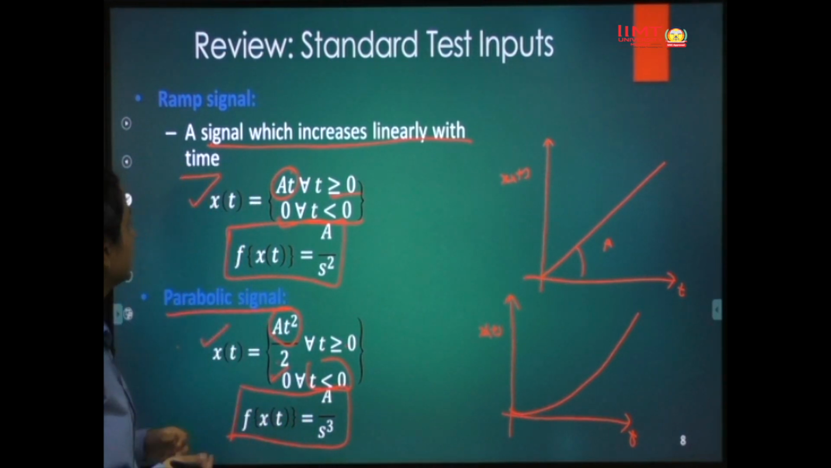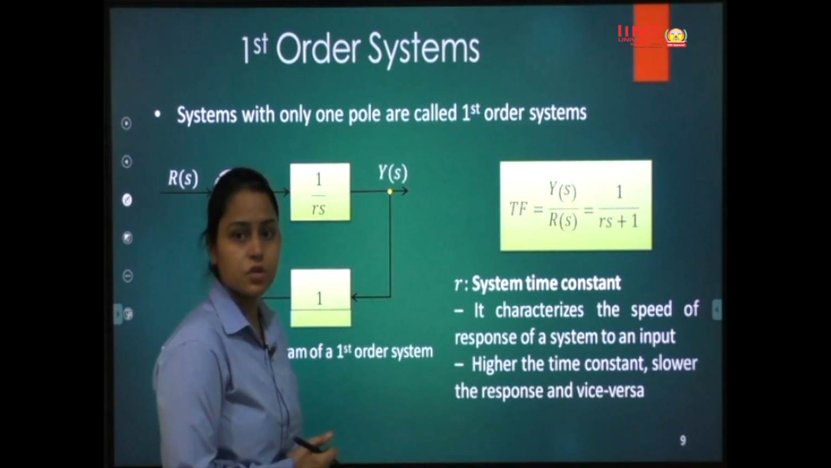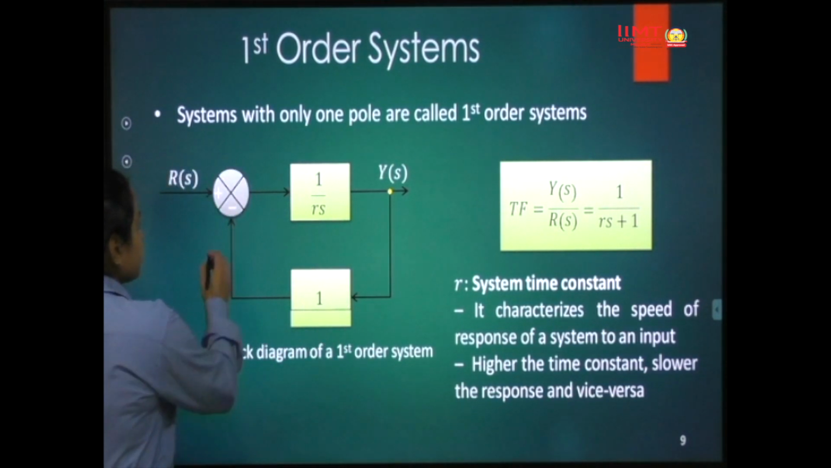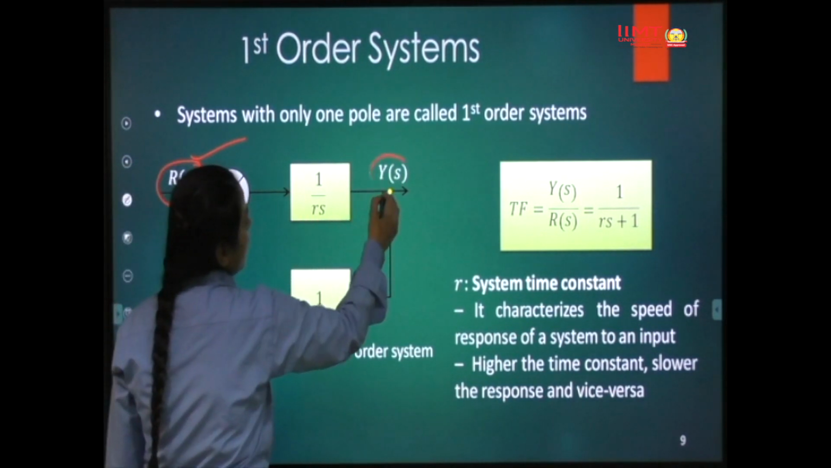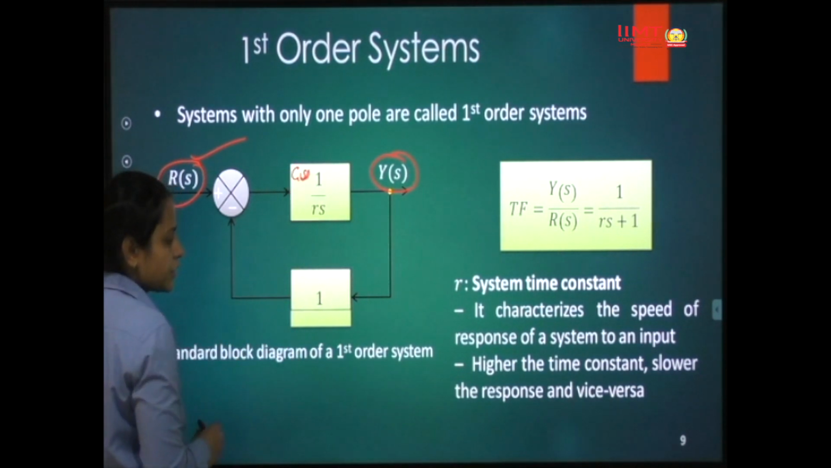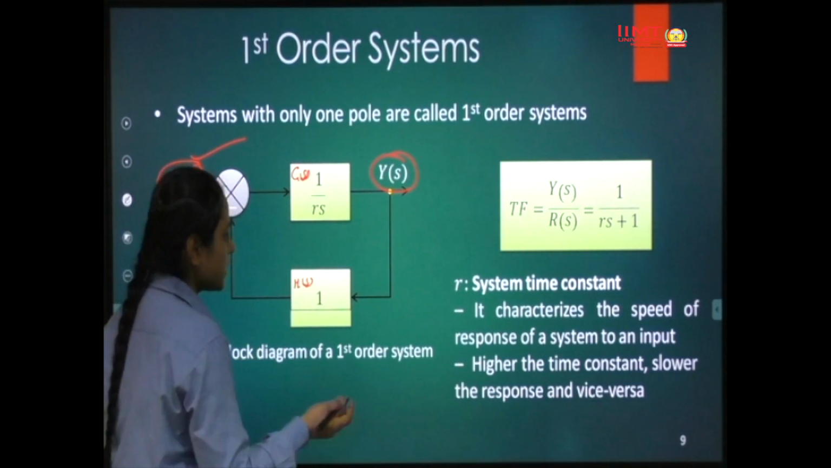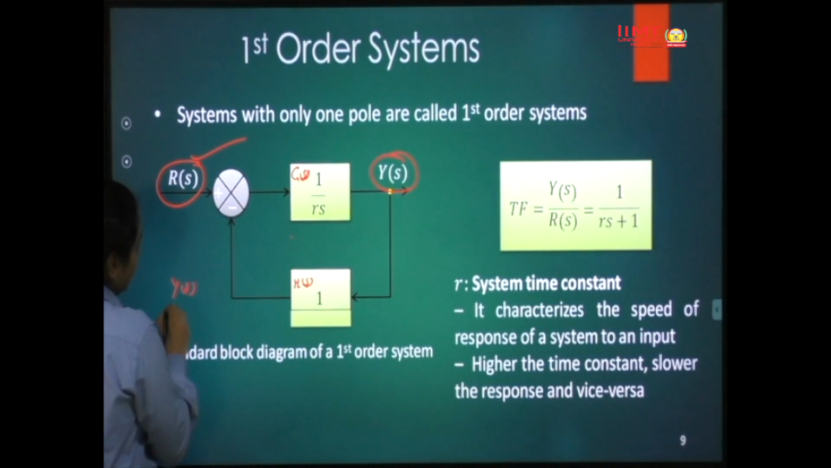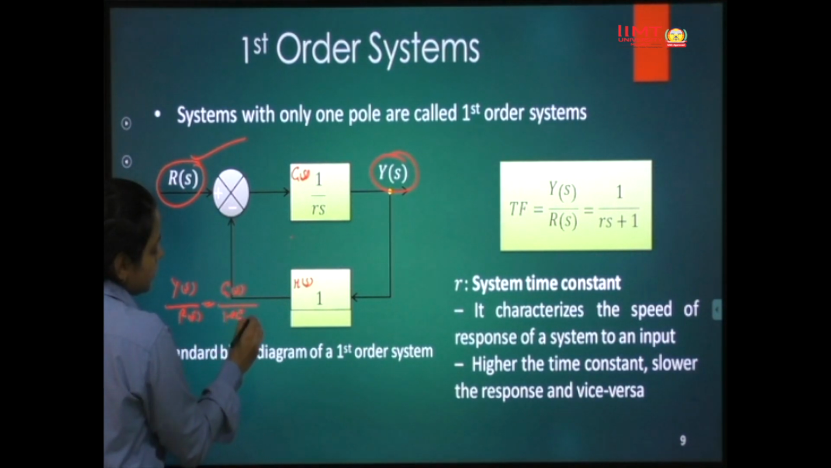So let's see how the first order system reacts with all these inputs. This is the standard form of the first order system, where R(s) is the input and Y(s) is the output. This is the forward path transfer function G(s) and this is the feedback path transfer function H(s). As we have studied in the previous lectures, the overall transfer function for this system would be Y(s) upon R(s) equal to G(s) upon 1 plus G(s)H(s).